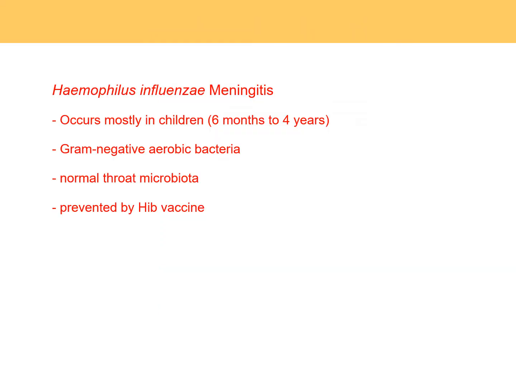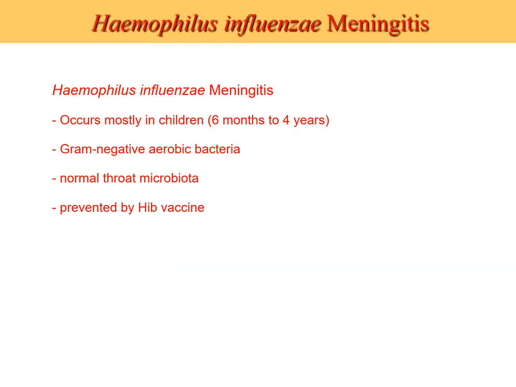The last cause, the third most common cause of meningitis, is Haemophilus influenzae, mostly occurring in children. It is prevented by the Hib vaccine, which stands for Haemophilus influenzae type B, I believe, which is regularly given to children, typically young children, 6 months to 4 years. It is part of the normal throat microbiota, found normally within the throat, but if it gains entry into the CSF or central nervous system, it will cause meningitis.